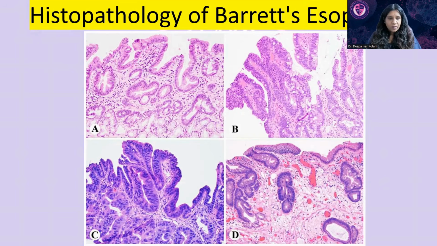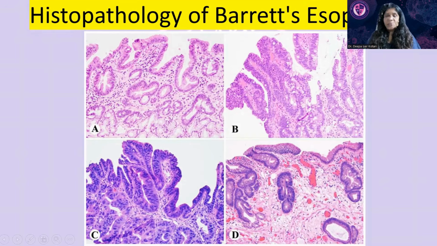What we are seeing is B. So in the image B, just compare it with A. This is looking a little more blue. The nuclei are looking a little more blue, right? So even at lower power, you are able to make out a difference. So low-grade dysplasia is the image B that you're seeing.